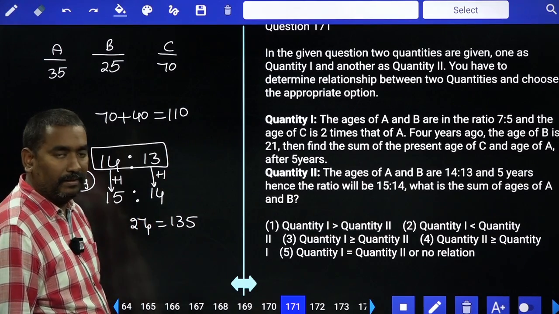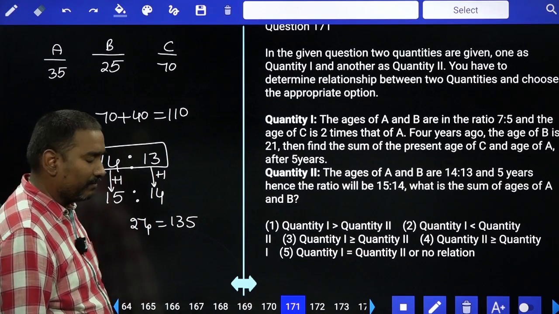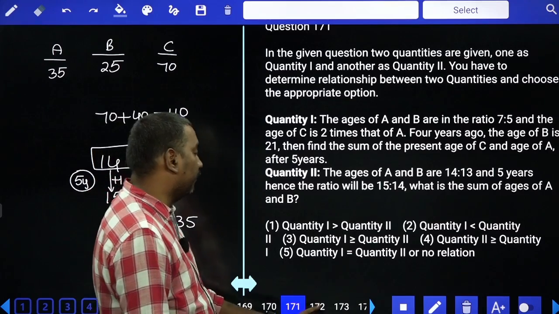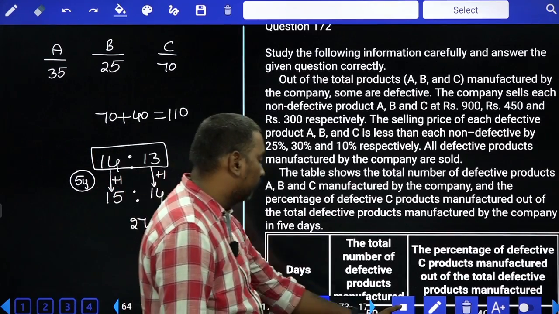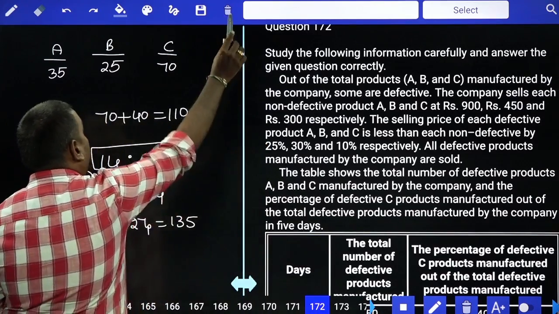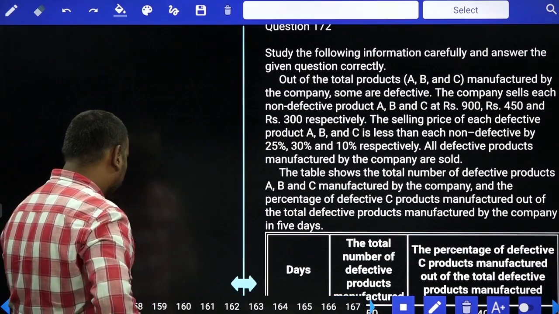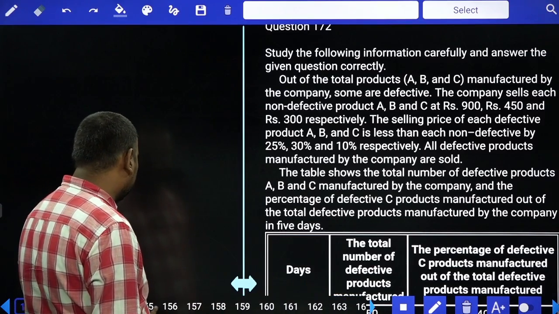Q1 is 110, Q2 is 135. So the answer is Q1 is less than Q2. So this is Q1, Q2 concepts. And then go for caselet.